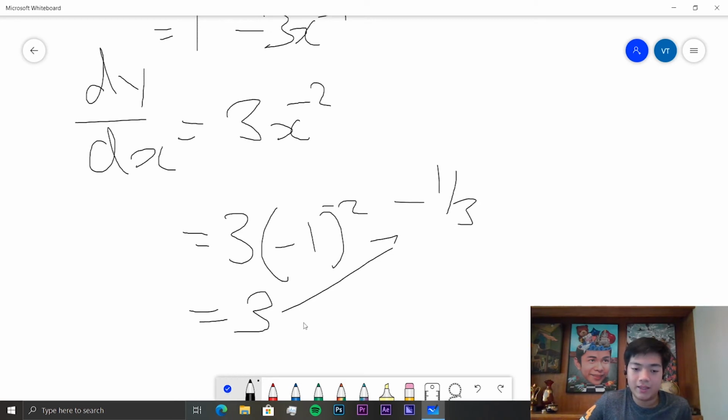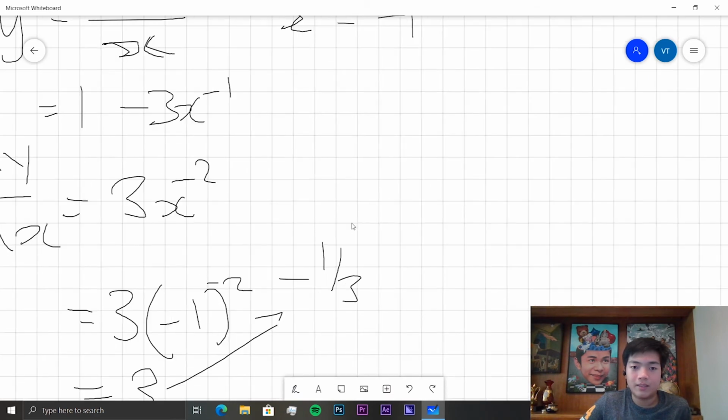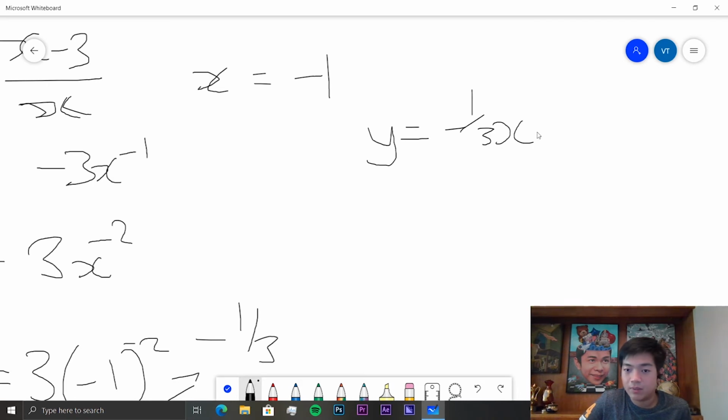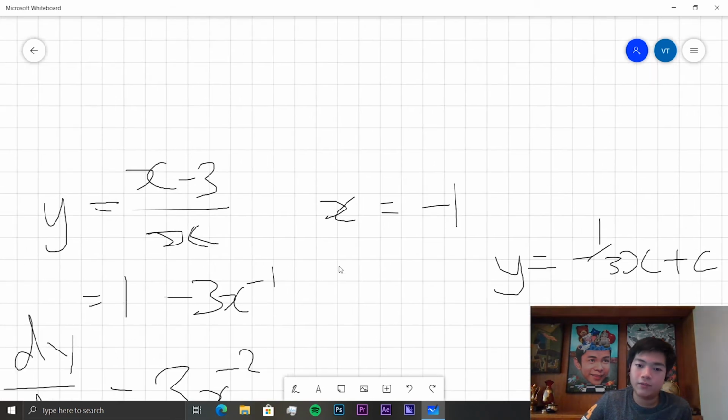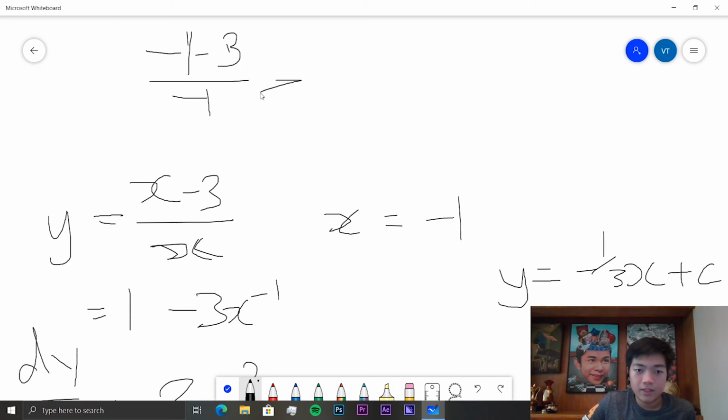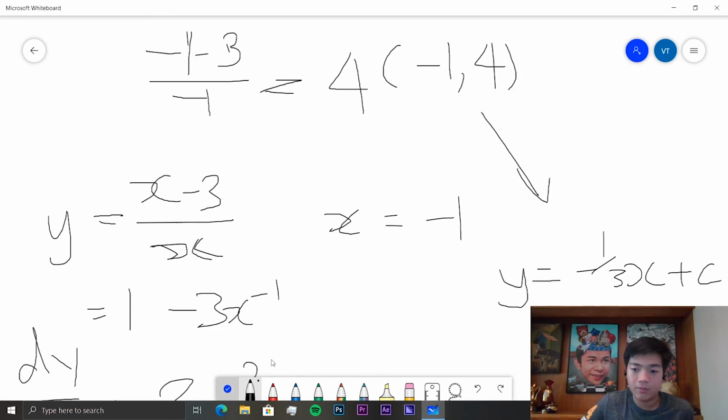So we know that the equation of the normal must be y is equal to negative 1/3 x plus c. And so we need to find the coordinates of this function at x equals negative 1. So when x equals negative 1, y is equal to negative 1 minus 3 over negative 1. So this is simply equal to 4. So the coordinates negative 1, 4 must also be on the normal.